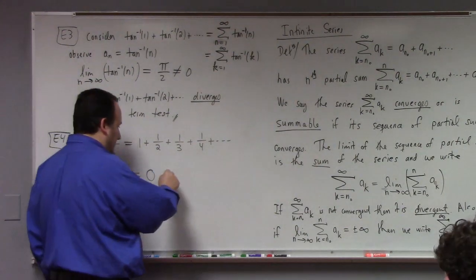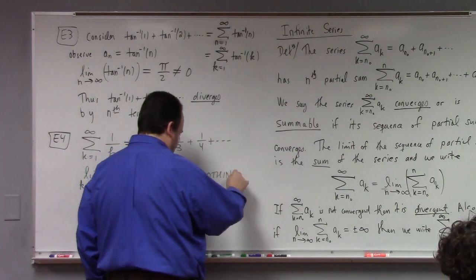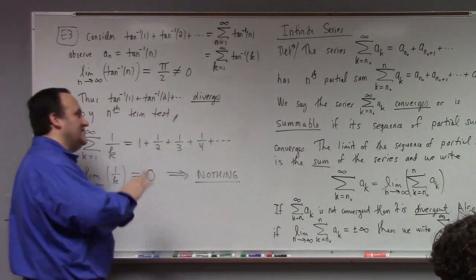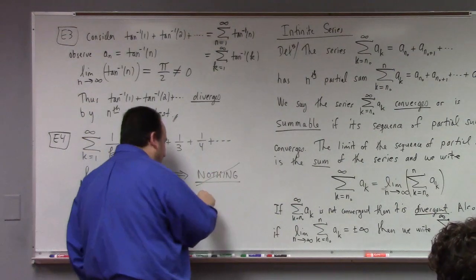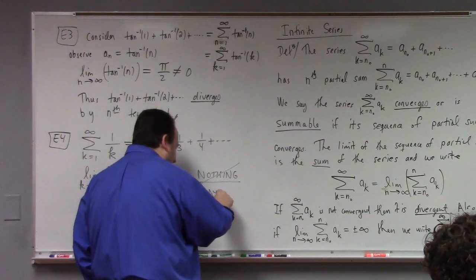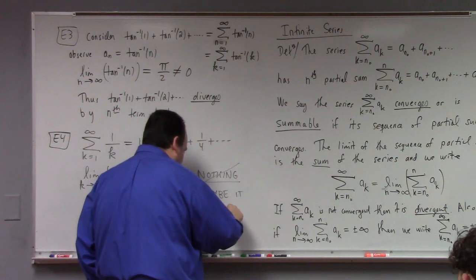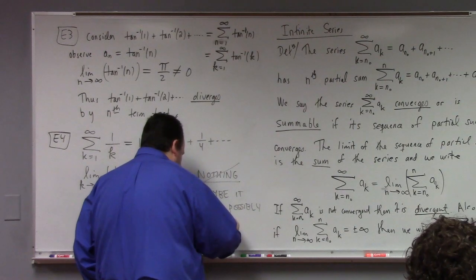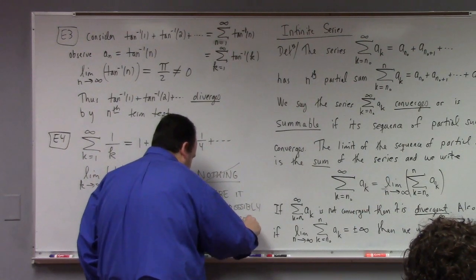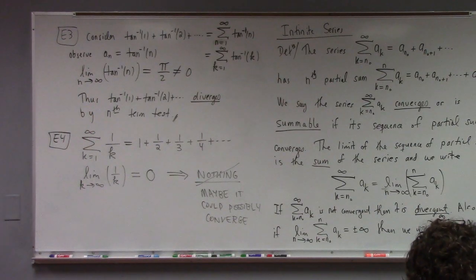And this implies nothing. Well, that's too strong, actually. What that implies, I could cross out nothing. It implies there's still hope. Maybe it could possibly converge. But the bad news is it doesn't. This one does not converge.